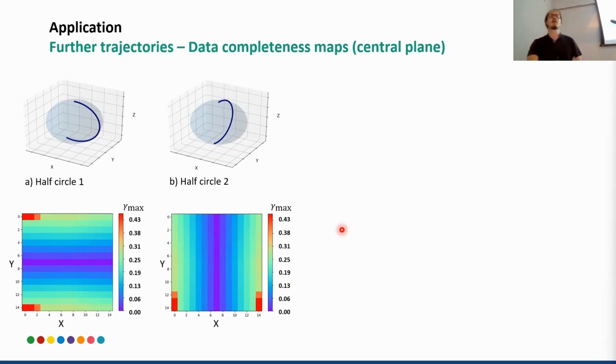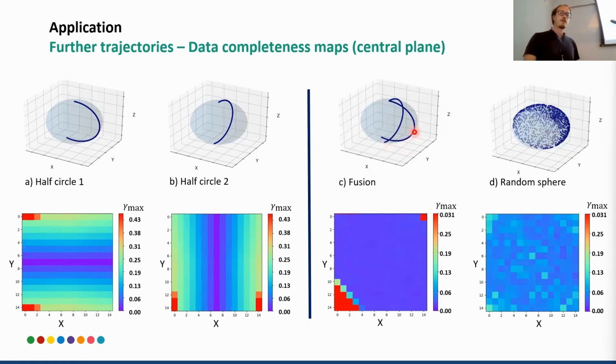So what happens if we go a little bit more complicated? In this case, I fused both half circles, and then I get this thing which here has perfect data completeness. Note that the scale here is different. So here it's still better than here. But with 2 half circles, we have perfect data completeness here, which is to be expected. And here in this case, I sampled randomly on a half sphere. And now we get this sampling, which is quite fine, but depending on the use case, might still not be enough. But we are able to quantify the data completeness even for random sampling.